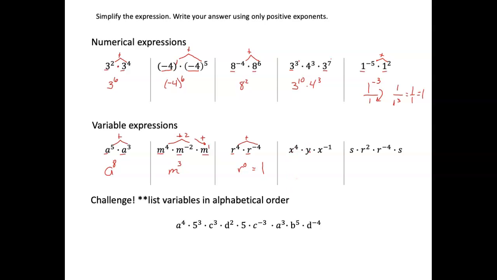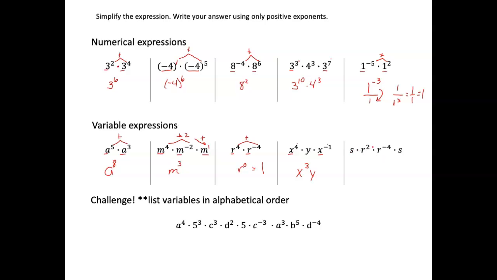X to the 4th times y times x to the negative 1. Common bases? Yep, that's that x. So 4 plus negative 1 or 4 minus 1 would be 3. Y does not have anything to multiply with, so it just stays y.